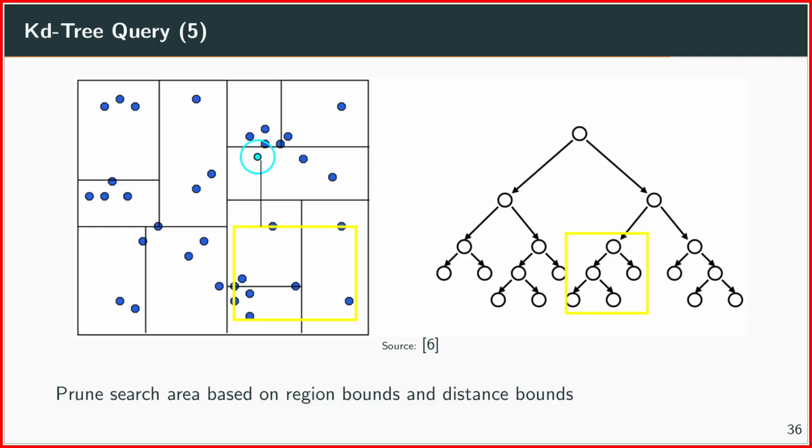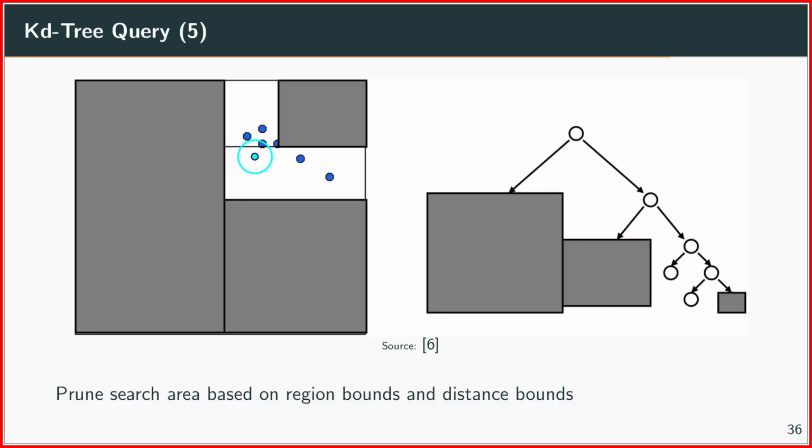You can also check this again for the next subtree further up, and you can do that for the root again, and then you end up with those two regions which contain the nearest points, and one of them is the nearest point to our current query point. In this way, you just prune the search area based on region bounds and distance bounds, and this is one of the most efficient ways of finding the nearest neighbor, also in higher dimensional spaces.